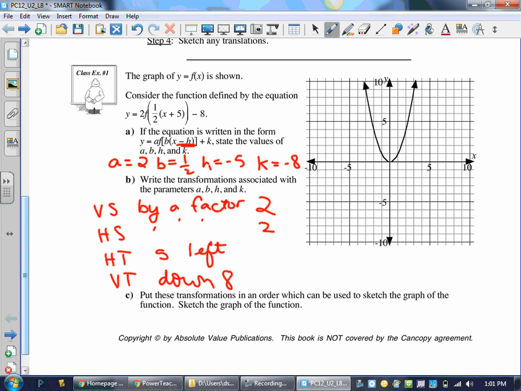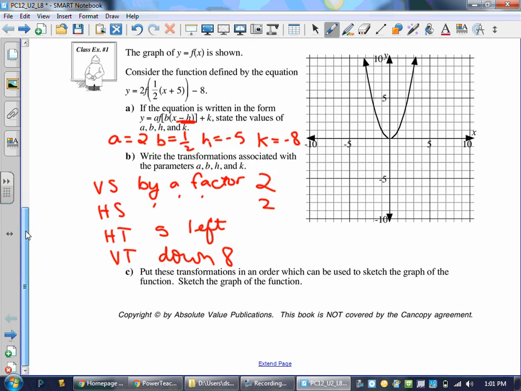All right. It says put these transformations in an order which can be used to transform the graph of the function, and then go ahead and sketch it. So can we do it in the order we have up here? Yes, because we're going to stretch first, reflect which we don't have, and translate. So we're going to do them just the way it says.